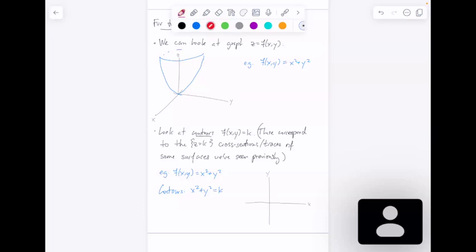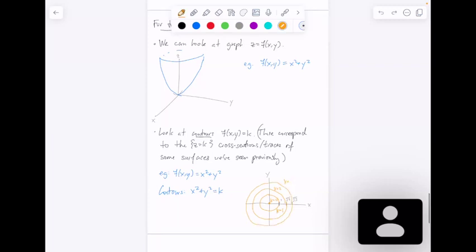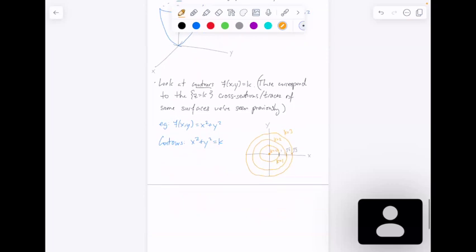Its contour at k equals 0 is the origin. K equals 1, it's a bit off center, sorry, this is k equals 1. And then k equals 2 actually goes up to root 2 here. K equals 3 is a circle of radius root 3.